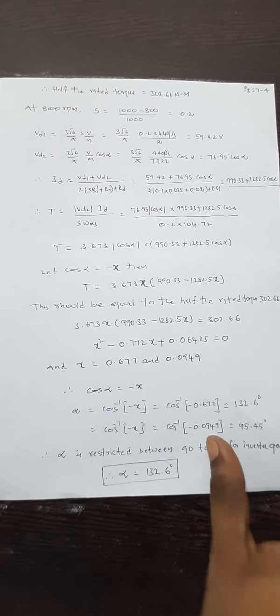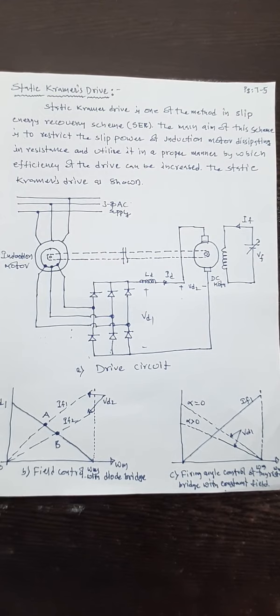So that is the problem belonging to the static Scherbius drive, and the next topic is the static Kramer drive. Actually, slip power recovery schemes have two drives: one is the static Scherbius drive, and the other is the static Kramer drive. Please remember, from an examination point of view, you can expect 100% either the static Scherbius drive or the static Kramer drive. So let us start with the static Kramer drive.